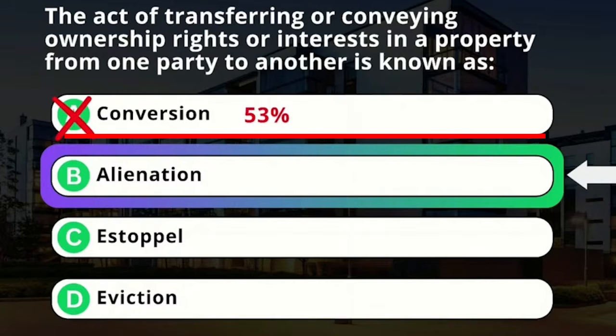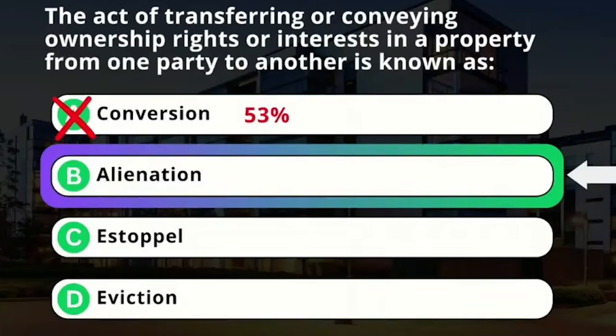53% of folks that attempted this question picked conversion as the answer. Conversion, the act of transferring or conveying ownership rights or interests in a property from one party to another. Now, conversion, by the way, is not any of that. Conversion, if you remember from your brokerage sections, is taking escrowed money and using that money for purposes not appropriate to the deal, just using other people's money. That's conversion. And then commingling is another word that goes hand in hand with conversion, right?